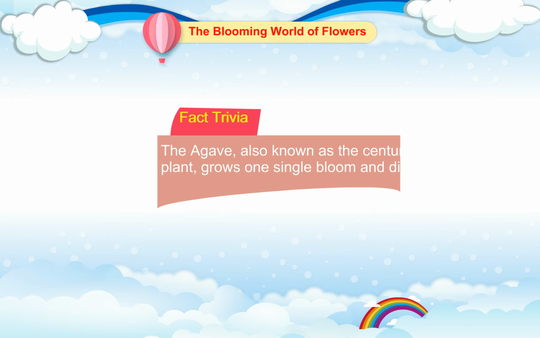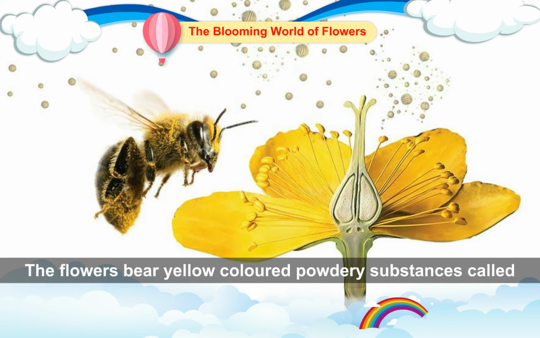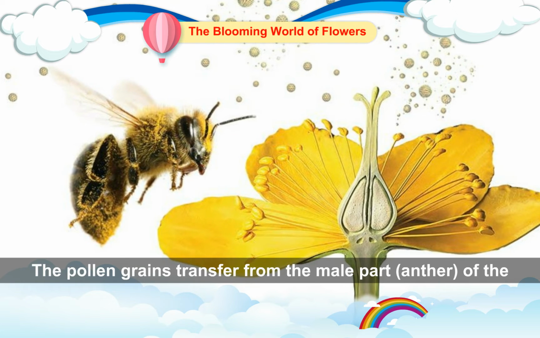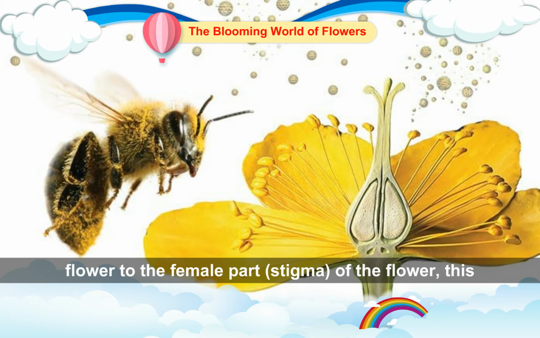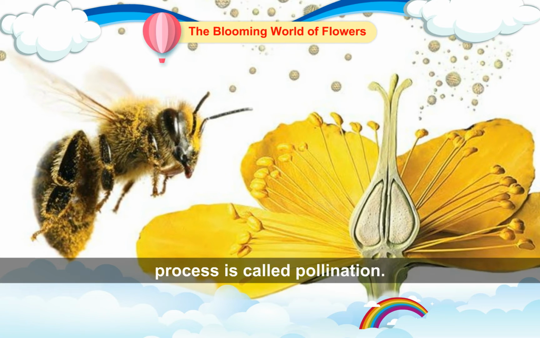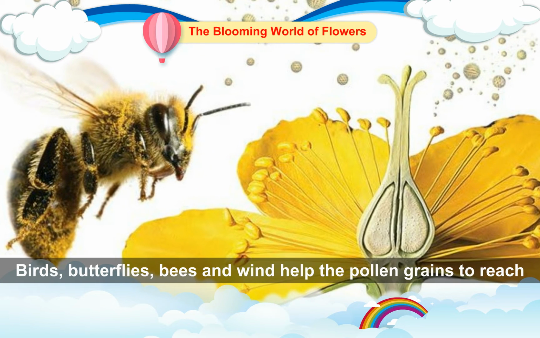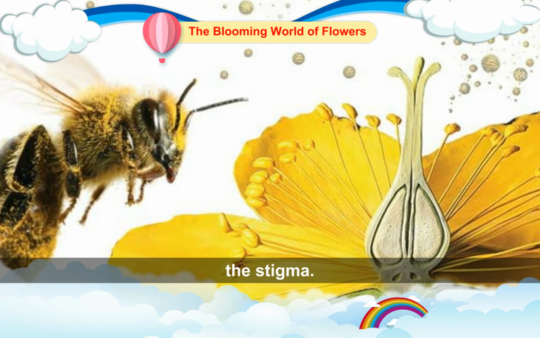Fact trivia. The agave, also known as the century plant, grows one single bloom and dies. Pollination. The flowers bear yellow-colored powdery substances called pollen grains. The pollen grains transfer from the male part, the anther, of the flower to the female part, the stigma, of the flower. This process is called pollination. Birds, butterflies, bees, and wind help the pollen grains to reach the stigma.